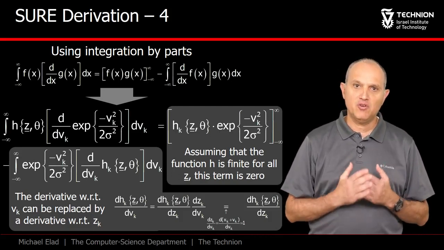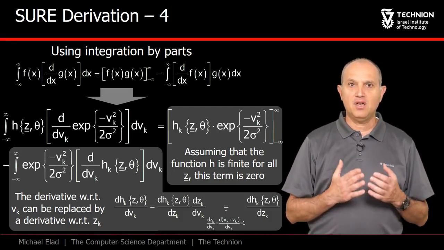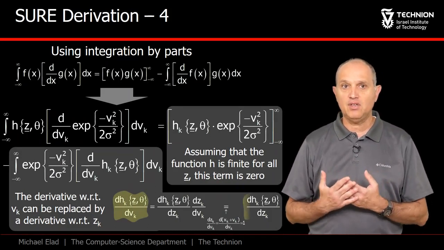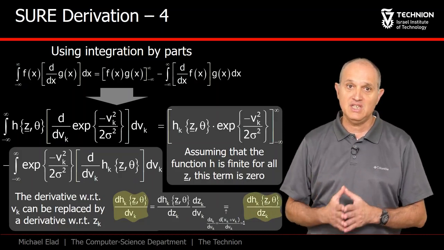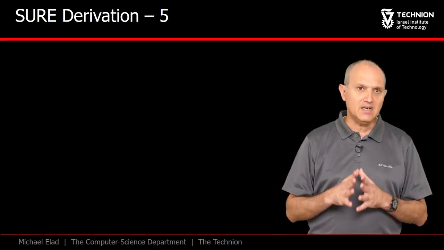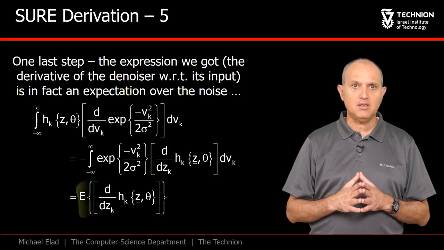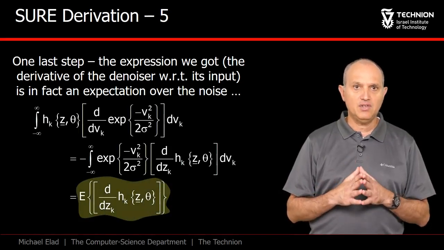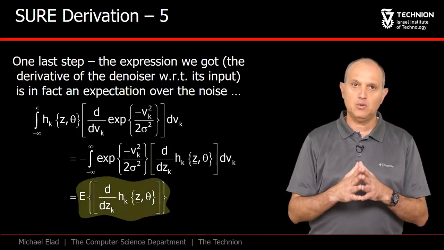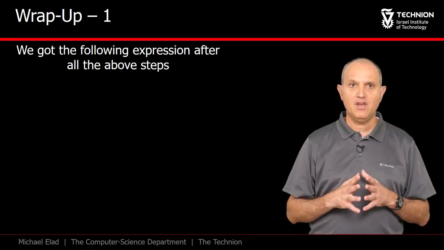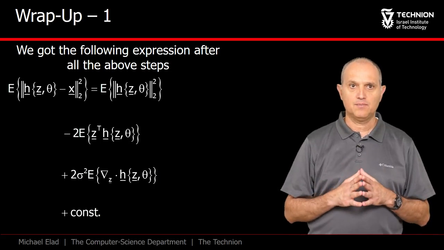A convenient observation here is the fact that the derivative of h with respect to the noise V is the same as the derivative of h with respect to the input image Z. We are nearly done. Looking at the very last expression we got, it is nothing but an expectation of the derivative of the denoiser with respect to its input. Now we pack all the expressions we have and get this equality.